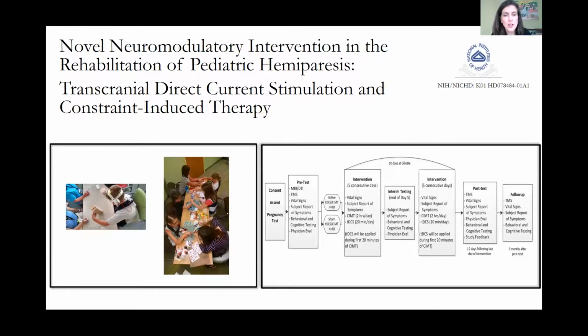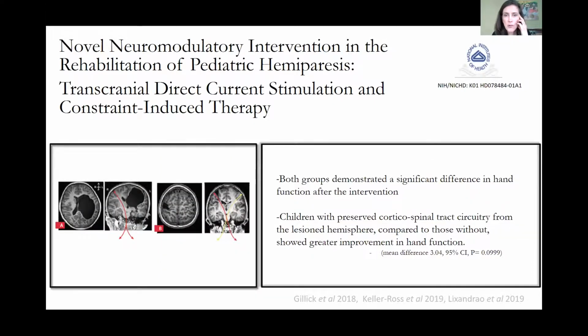We took this study, integrated and expanded it into another study funded by a K01 and looked at transcranial direct current stimulation and constraint-induced therapy. So again, we were integrating intensive neurorehabilitation with non-invasive brain stimulation in this population, again in a camp-style setting. And what we found in this study was that both groups demonstrated a significant difference in hand function, even with the sham brain stimulation, but they were combined with intensive rehabilitation.